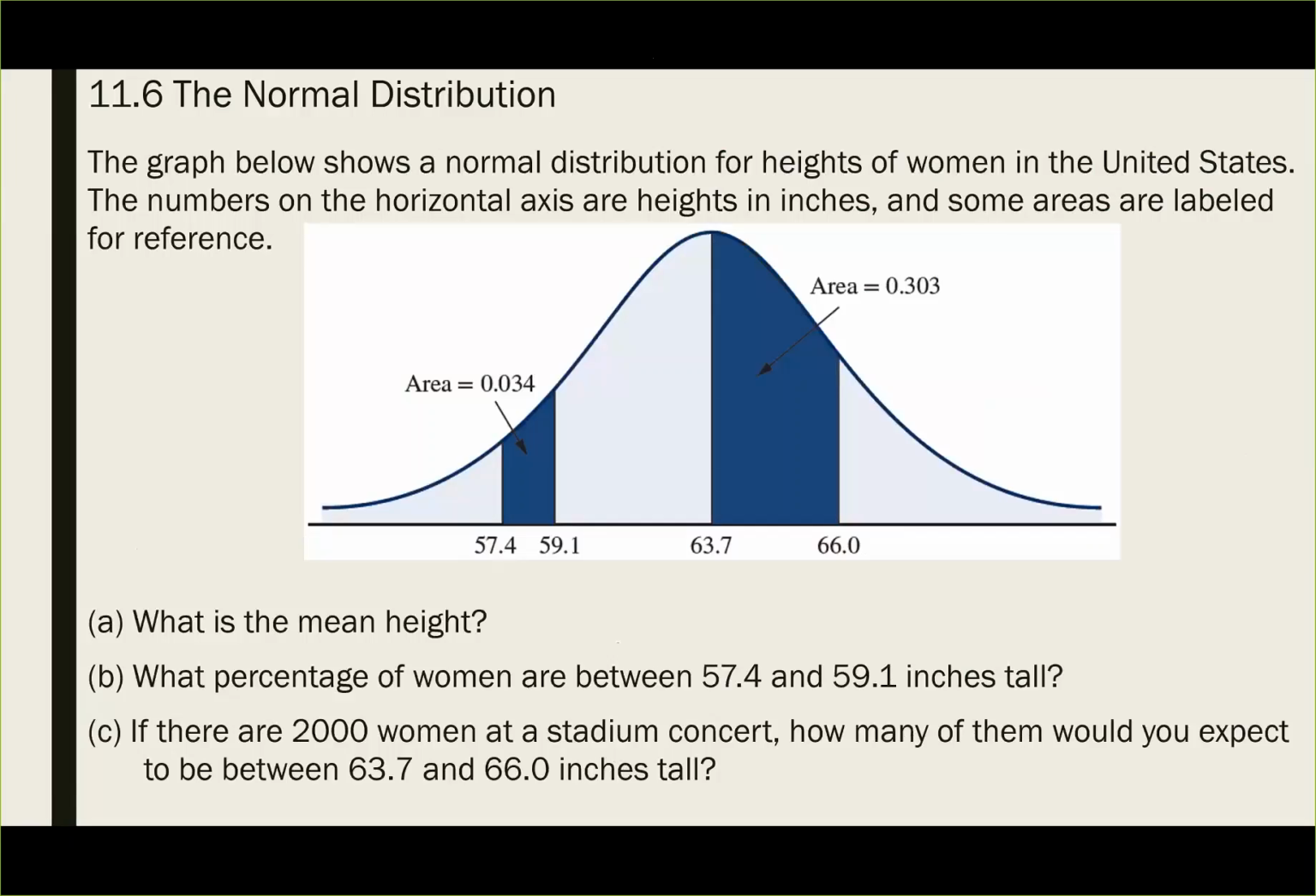So let's take a look. We have the height on the bottom here, and we have the area, which is basically the percentage, right? If we move the decimal 2 places, this is 30.3%. This one will be 3.4%. To convert a decimal to a percentage, you multiply by 100, right? So let's take a look at the question.